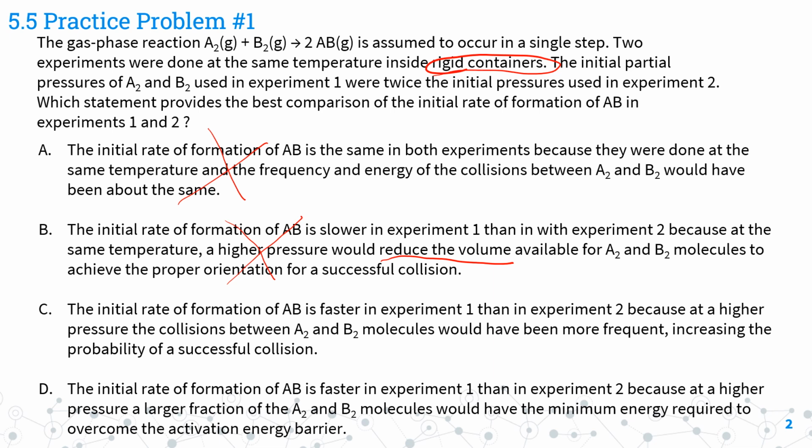C says the initial rate of formation of AB is faster in experiment 1 than experiment 2 because the collisions between A and B molecules would be more frequent, increasing the probability of successful collisions. And C is going to be our correct answer because the higher pressure does lead to more frequent collisions. D says the initial rate of formation is faster in 1 than 2 because at the higher pressure, a larger fraction will have the minimum energy to overcome the activation energy. The larger pressure doesn't really change our energy, it just changes frequency. So the right answer is going to be C.